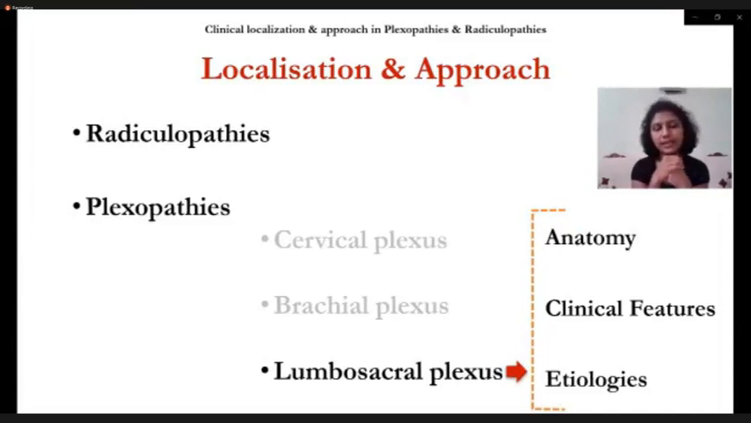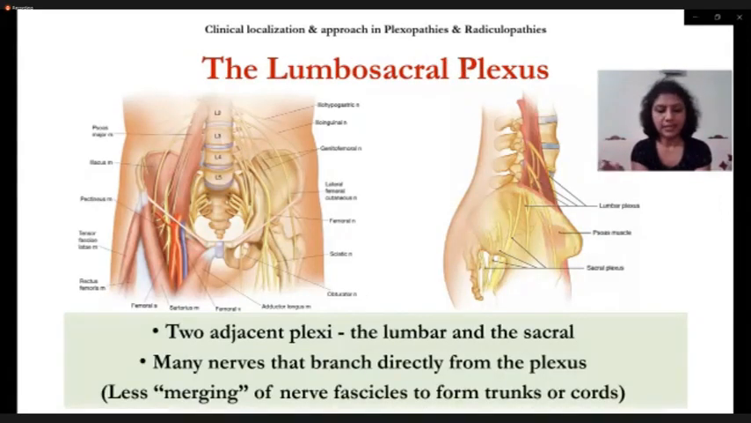The lumbosacral plexus is less complex than the brachial plexus since it does not have the interlacing trunks, divisions, and cords as in the brachial plexus. The lumbosacral plexus is derived from the T12 to S4 spinal roots. It is located within the substance of the psoas muscle. The lumbosacral plexus can be considered as comprising two adjacent plexuses, that is the lumbar plexus and the sacral plexus. The lumbar plexus being formed by T12 to L4 roots and the sacral plexus being formed by L4 to S4 roots.